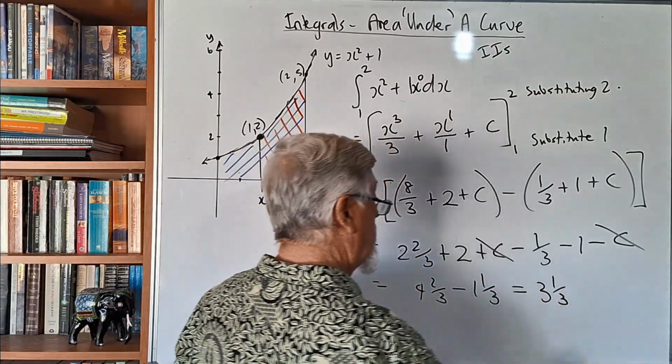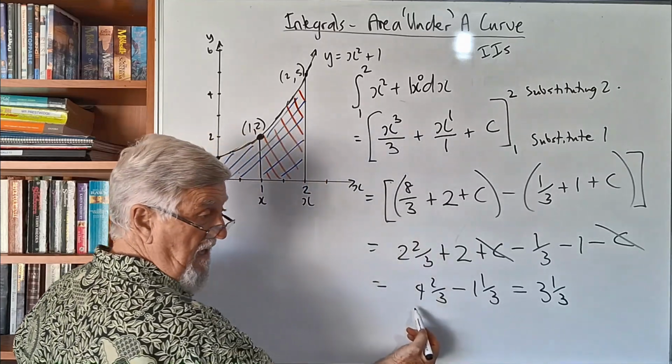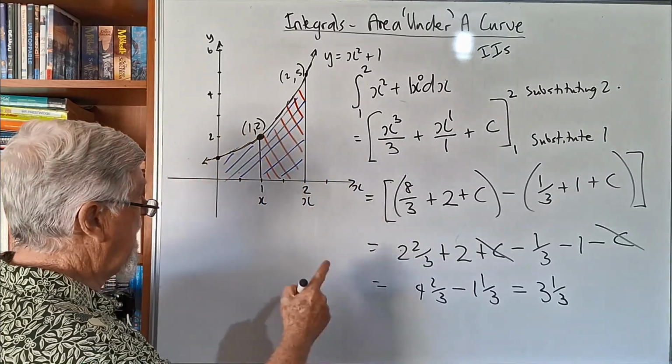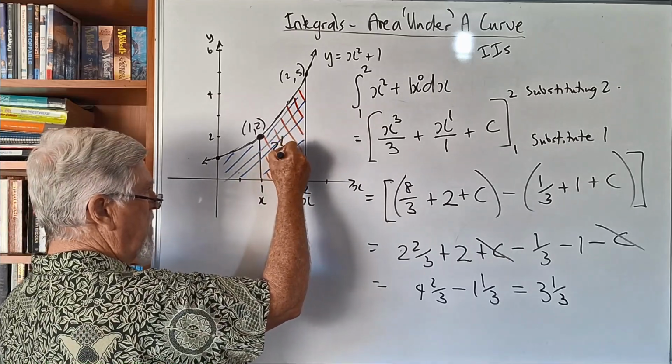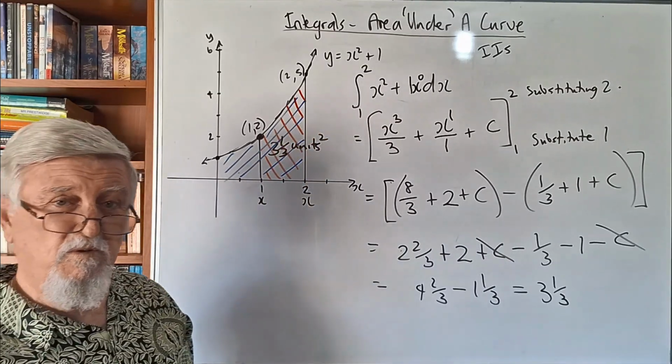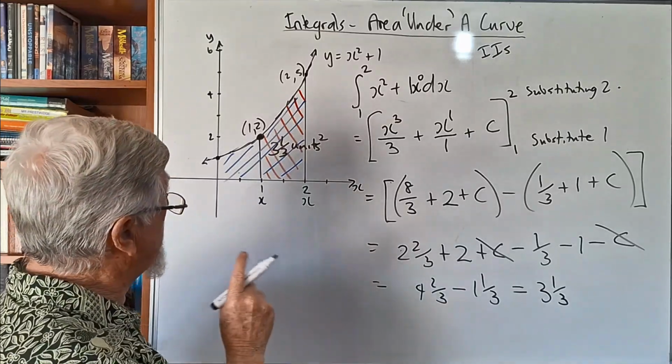You can double check if you want. If you add those two together, you should get that. So 3, 4, 4 and 1/3, 4 and 2/3. So that area here is 3 and 1/3, and we talk about the unit squared because we don't always have centimetres or metres on there. So that's what the integral is.